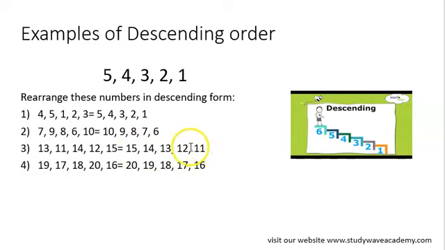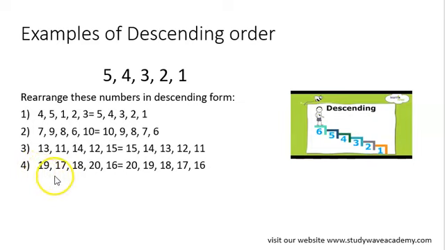So what did we do? We arranged our numbers from the biggest to the smallest, and that is called what? Descending order. So we'll move over to our next question. Are we ready? Okay, let's go.